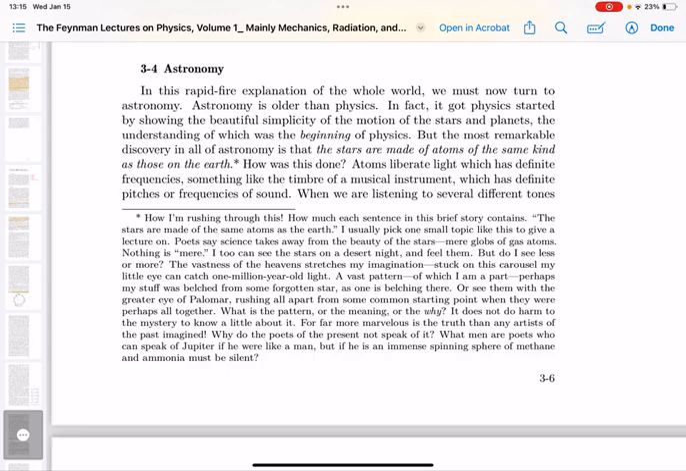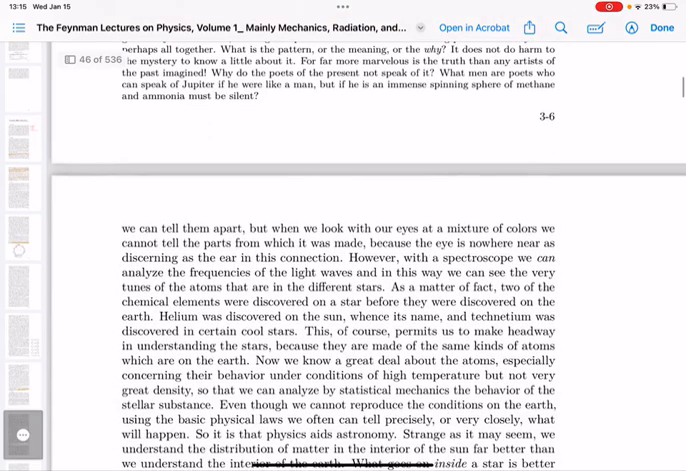How was this done? Atoms liberate light, which has definite frequencies, something like the timbre of a musical instrument, which has definite pitches or frequencies of sound. When we are listening to the several different tones, we can tell them apart, but when we look with our eyes at a mixture of colors, we cannot tell the parts from which it was made, because the eye is nowhere near as discerning as the ear in this connection.